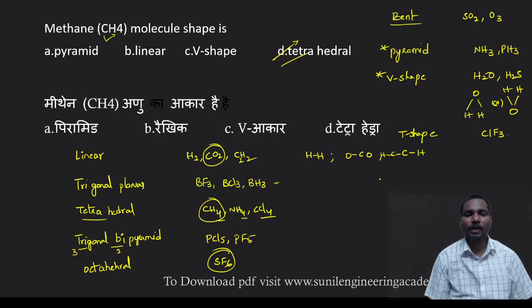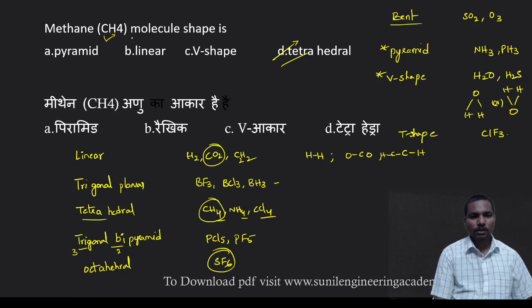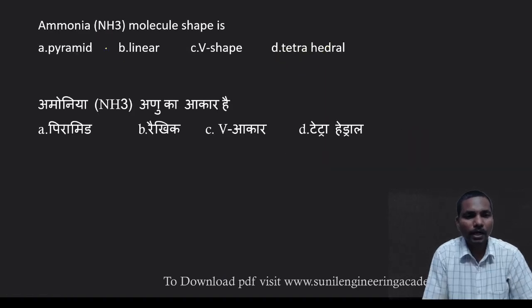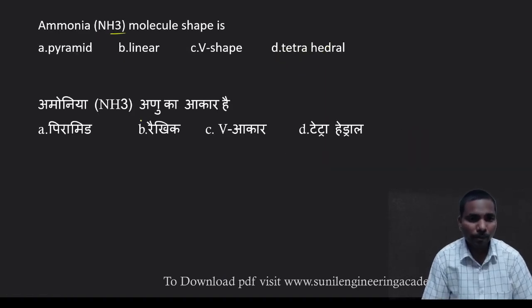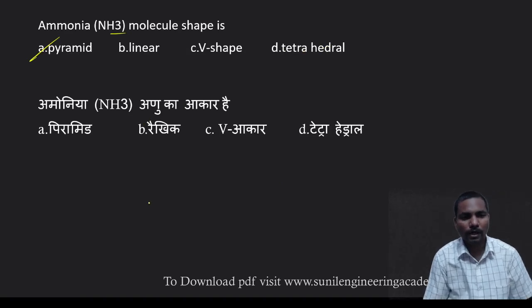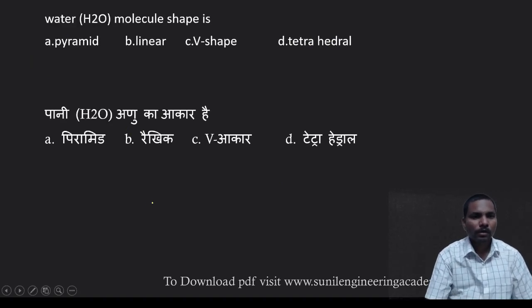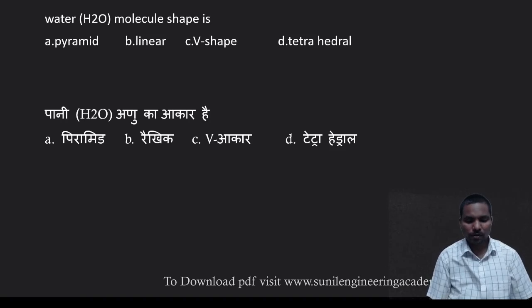So here very important are V shape, pyramid, and methane, SF6, CO2. These five are very important things, so try to remember those. So the answer is methane, tetrahedral. Ammonia NH3, there is a chance of pyramid. Water molecule, just now I gave that water has V shape.